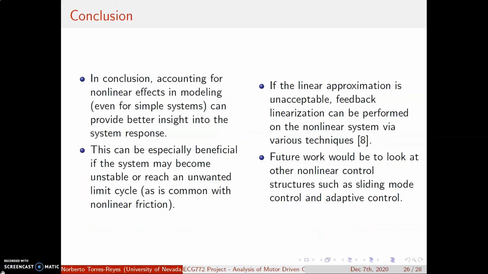In conclusion, accounting for nonlinear effects in modeling can provide better insight into the system response. This can be beneficial if the system may become unstable or reach an unwanted limit cycle, as is common with nonlinear friction. If the linear approximation is unacceptable, feedback linearization can be performed on the nonlinear system via various techniques shown in the textbook. Future work would be to look at other nonlinear controls such as sliding mode and adaptive control.